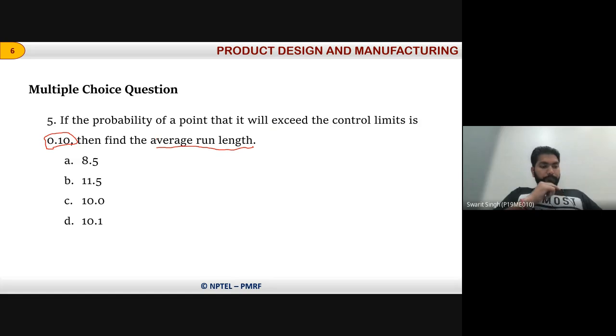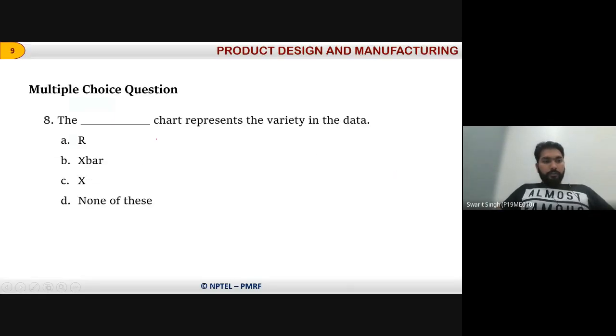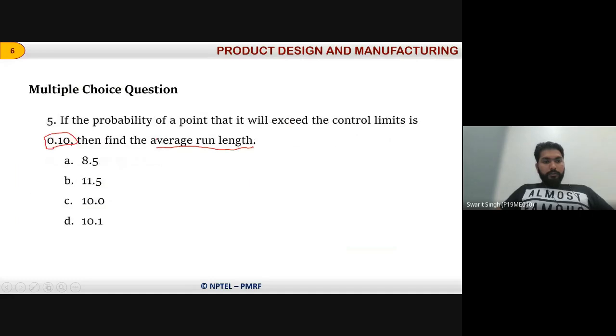Okay, so we have two answers. Sanjay is saying A, Nikhil is saying C. Any other answer?